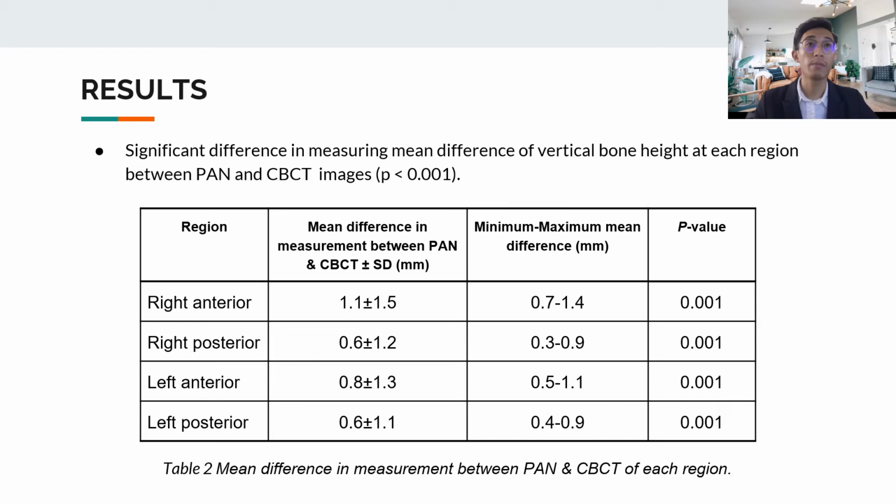A two-tailed paired t-test was carried out to compare the mean difference between panoramic and CBCT images in measuring vertical bone height at the posterior of the mandible. All the 4 regions yielded a statistically significant difference in mean vertical bone height measurement between the 2 imaging modalities with a p-value less than 0.01.